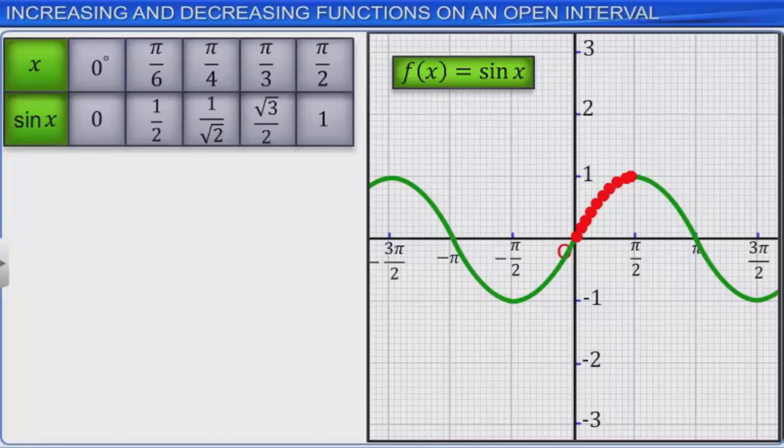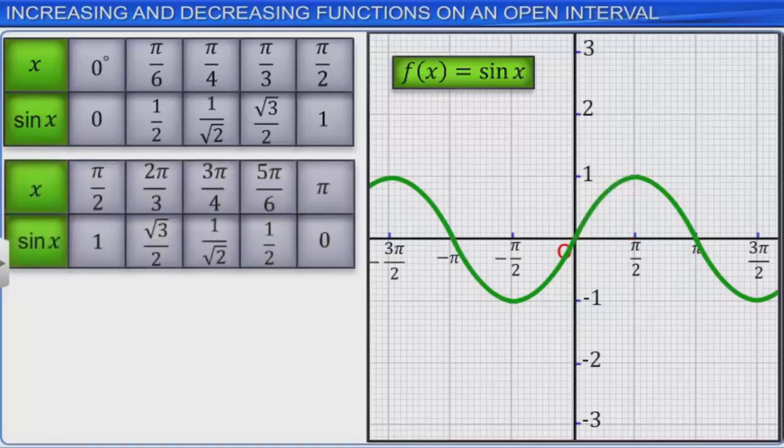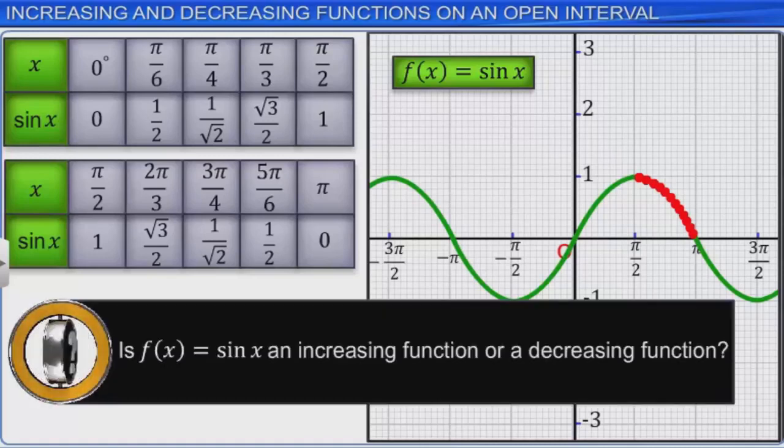That is, the height of the graph increases as we move from 0 to pi by 2 on the x-axis, and as x increases from pi by 2 to pi, sin x decreases from 1 to 0. In other words, the height of the graph decreases as we move from pi by 2 to pi on the x-axis. Now, what do you conclude out of this discussion? Is f of x is equal to sin x an increasing function or a decreasing function?